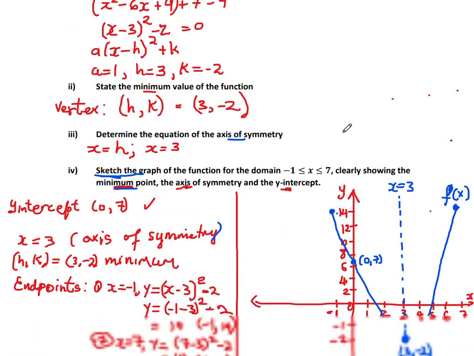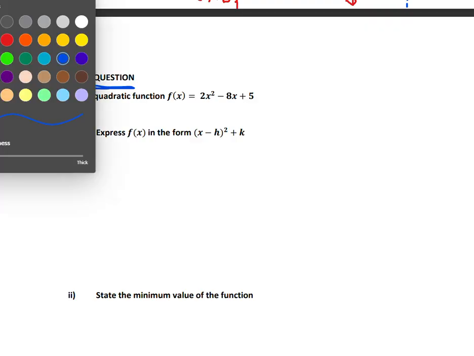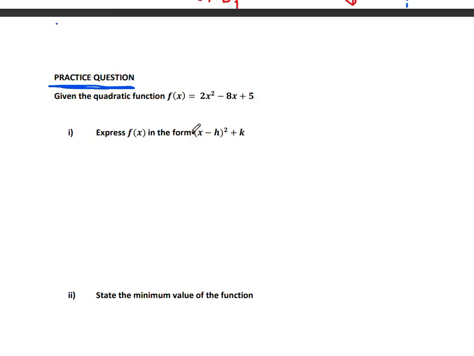So I hope you found this to be very instructive, and you're going to take a shot at this one. This is a practice question that I'm going to ask you to work on now. You're given the quadratic equation f of x, or y, equals 2x squared minus 8x plus 5. And you're asked similarly to express it in vertex form, a(x minus h) squared plus k.